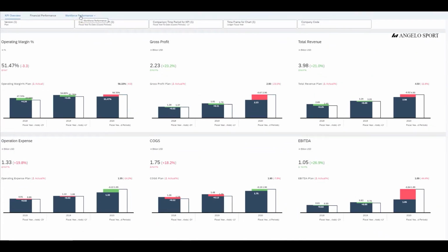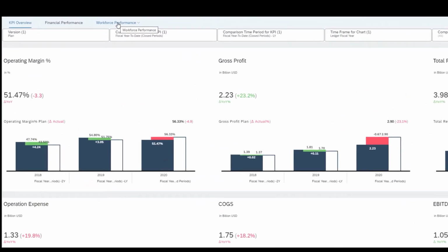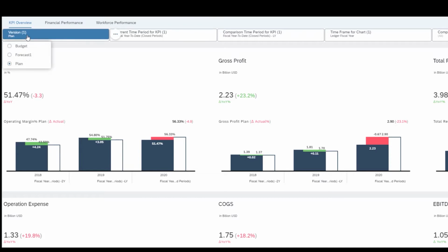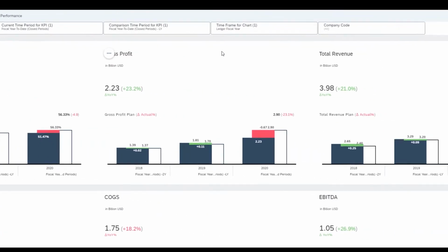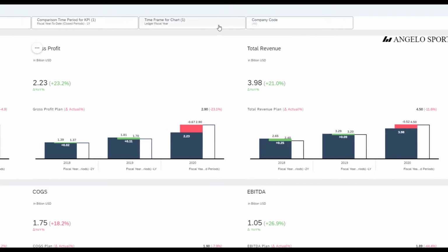The KPI overview page consists of top financial key performance indicators, which shows year-over-year variance and trend analysis. The KPIs can be compared to different plan versions such as budget and forecast, and also can be compared to different time ranges such as year-over-year or current period versus last period. In addition, you can filter by dimensions such as company code and analyze trend at a granular level.